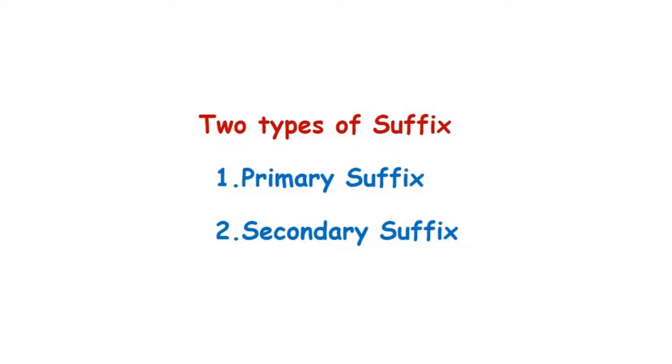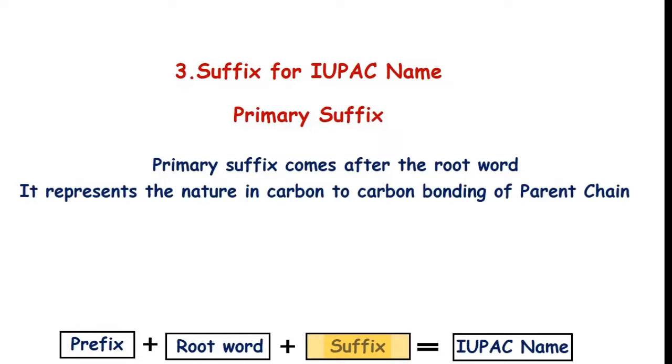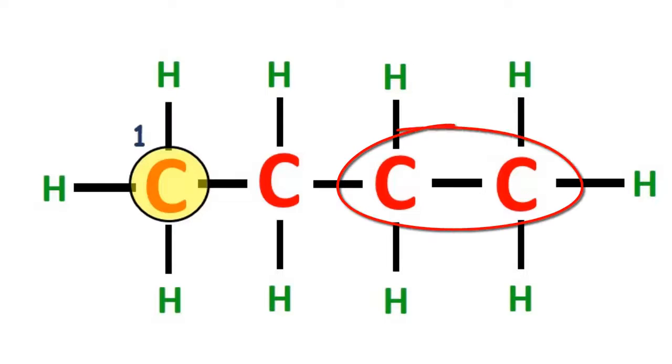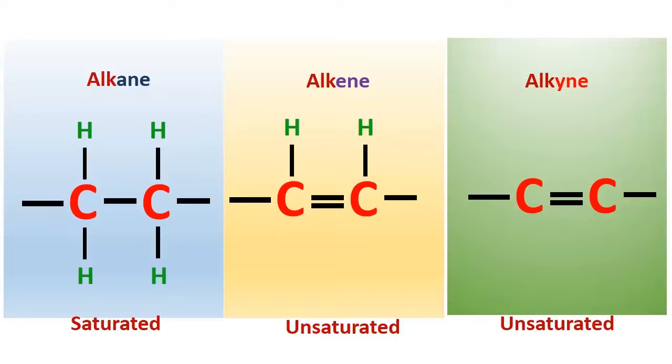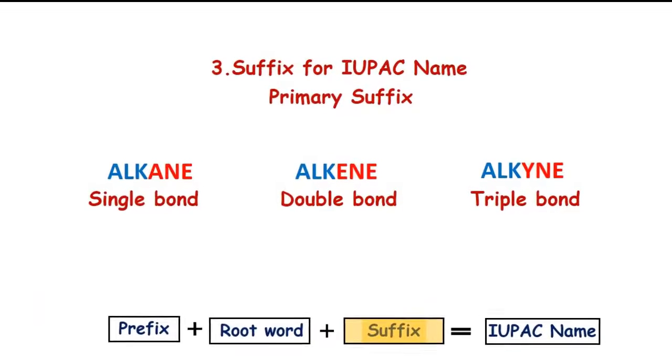Suffix. The suffix forms the end of the name. It is divided into two parts: primary suffix and secondary suffix. The primary suffix comes after the root word. It represents the nature of the carbon to carbon bond of the parent chain. If all the bonds between the carbon atoms of the parent chain are single, then the suffix "-ane" is used. Suffixes "-ene" and "-yne" are used for compounds containing a double bond and a triple bond.